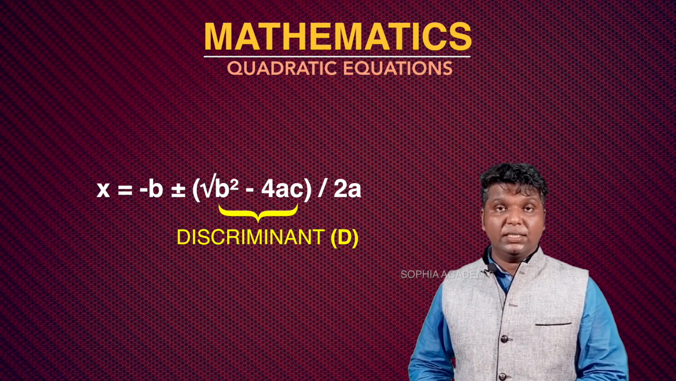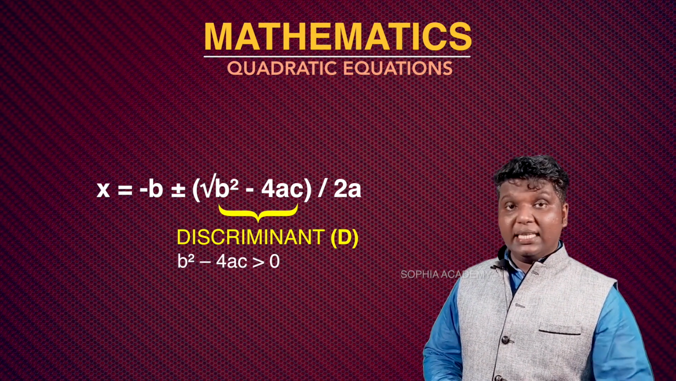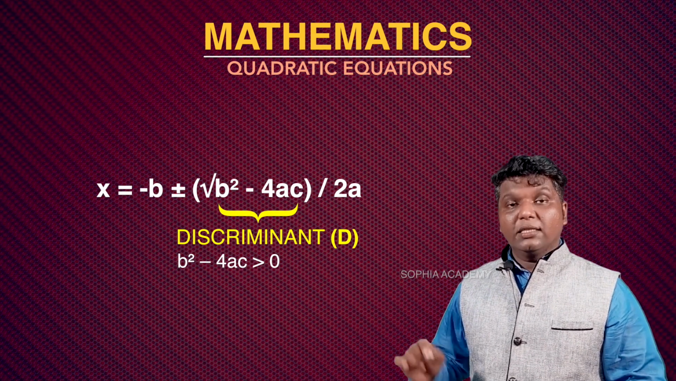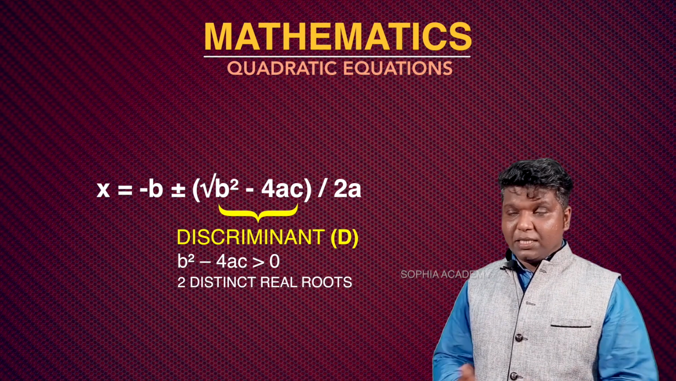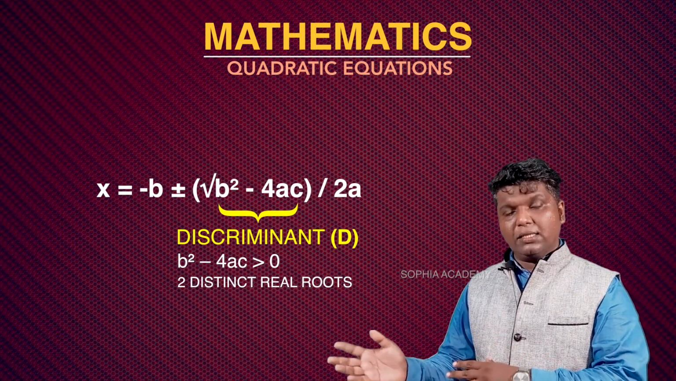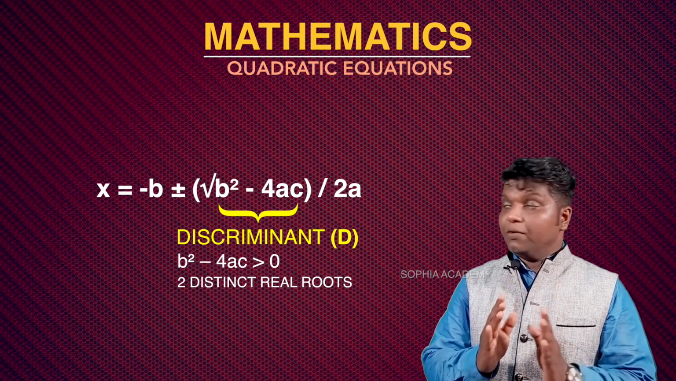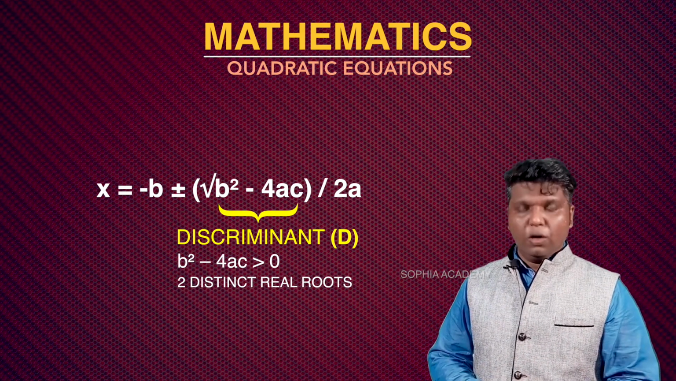There are three conditions. Condition number 1: if b square minus 4ac is greater than 0, that means a positive number, definitely the roots of the equation will be real and distinct. It means they will have different answers. One will be one answer and another will be a different answer. Both of them will be different. That's the term we use, distinct. So we say they are distinct real roots.